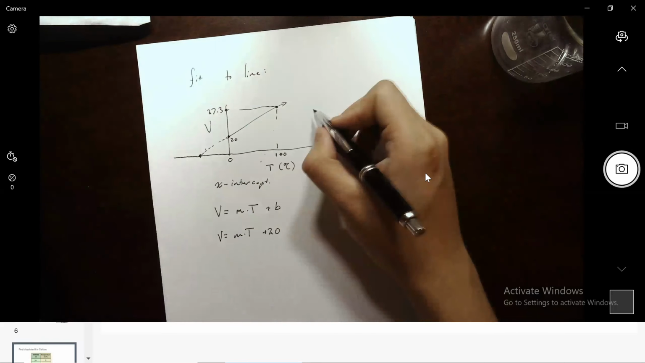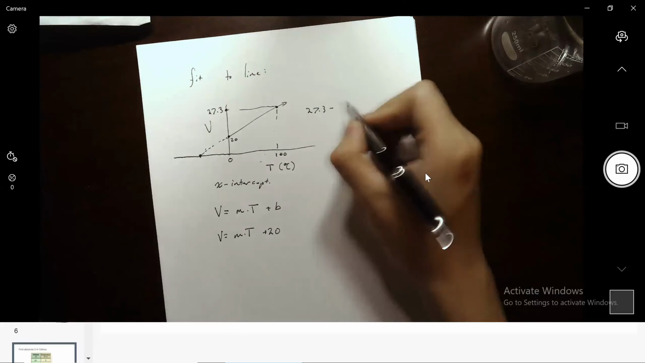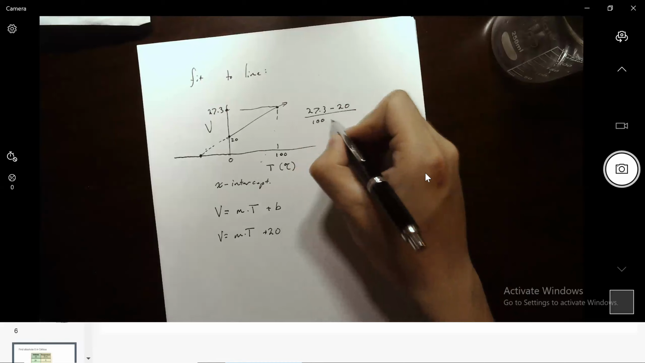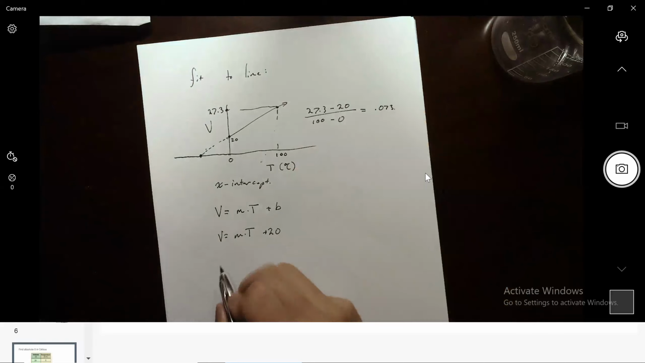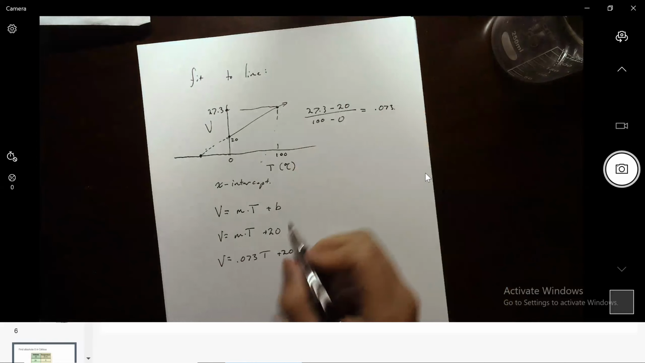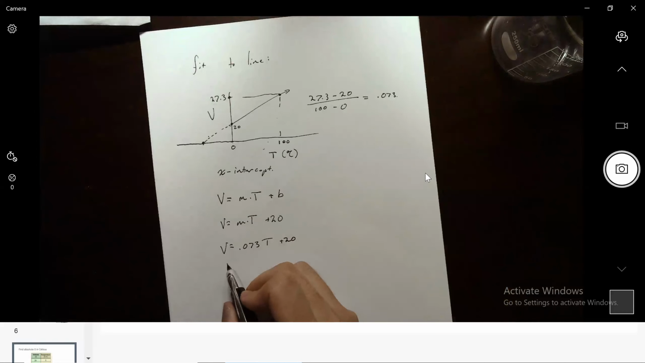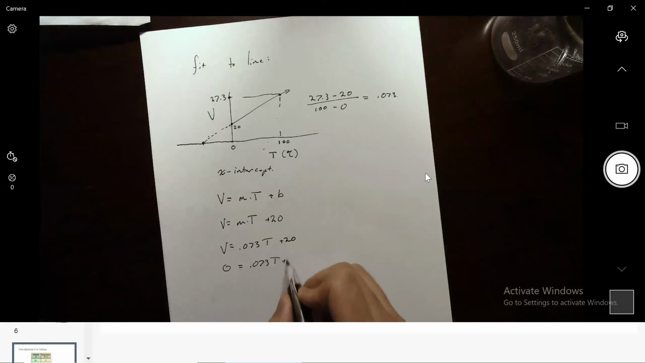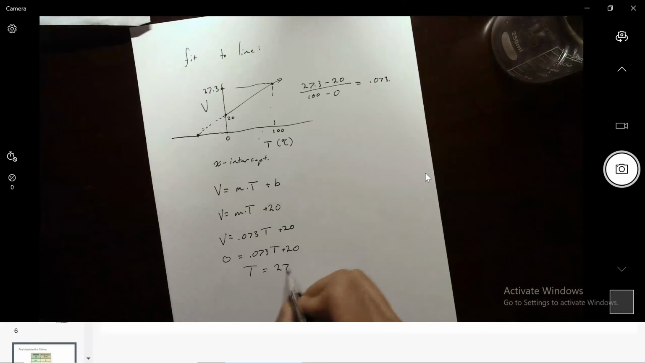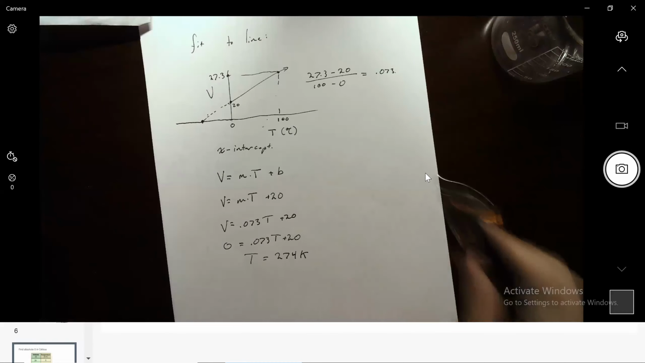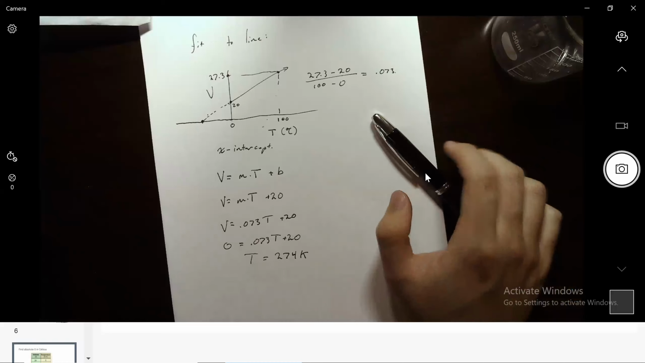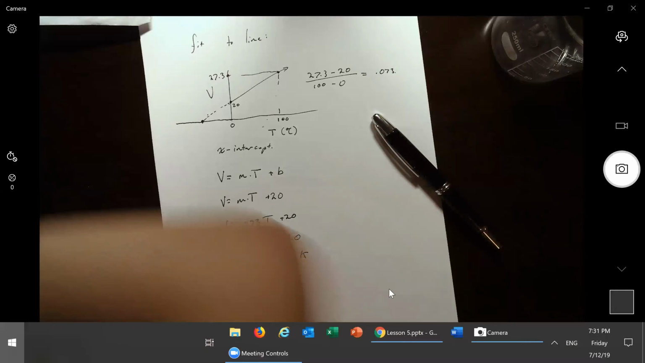The slope is going to be 27.3 minus 20 divided by 100 minus 0, which equals 0.073, okay? So now we have an equation, V equals 0.073 T plus 20, and then we set V equals 0, and you should get T equals 274 Kelvin. This is actually pretty close to the actual value. So that means we've done a good job, okay?